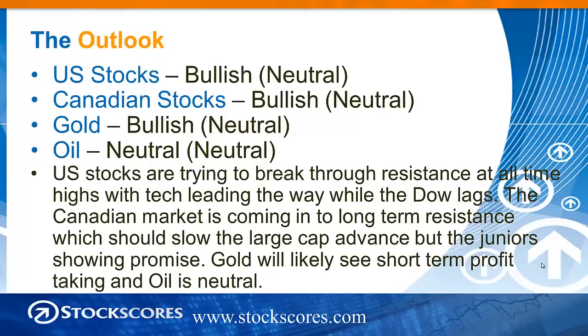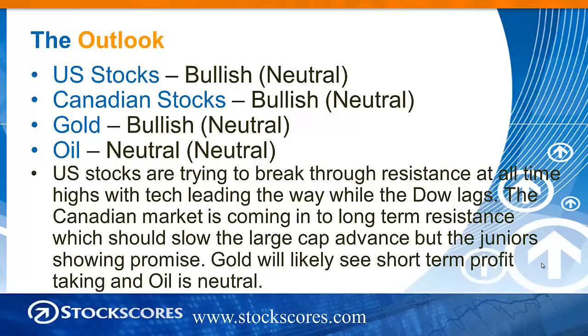So bullish on U.S. stocks, short-term neutral. I just feel like we still have some potential for some profit taking in the near term, but general outlook is still bullish. Canadian stocks bullish. As we hit that long-term resistance, we could see the market stall in the near term. Gold, bullish, but looks to me like, if you look at the daily chart of gold, it looks like we're going to see a little bit of profit taking in the near term, not a bad thing. And oil neutral on both time frames.